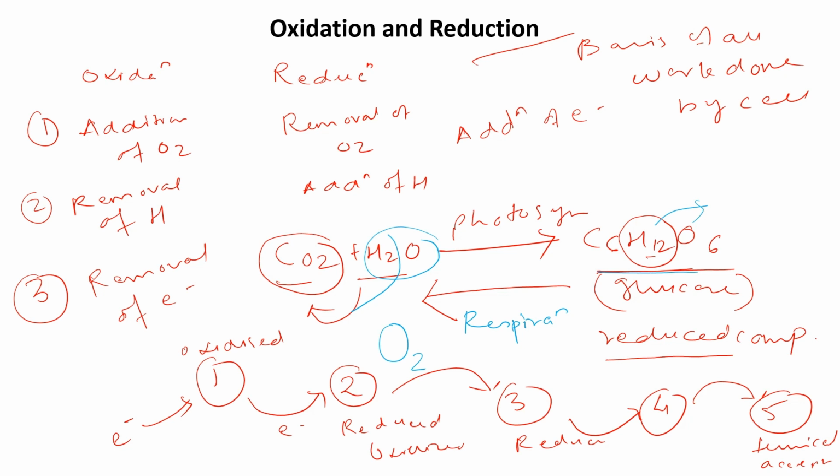Clear? And why is this electron flowing? If we say electron is being transferred from compound 1 to compound 2, that means compound 2 has more affinity for electron.